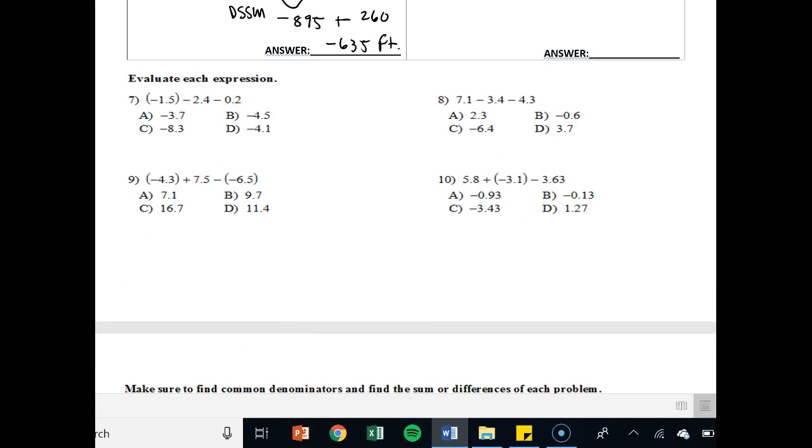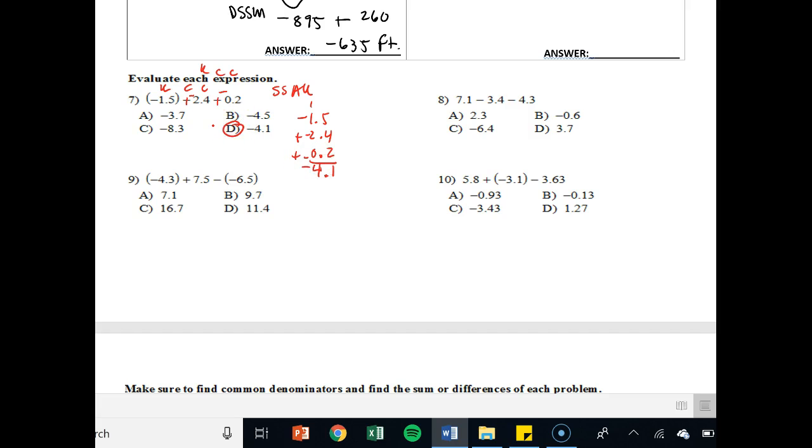For number 7, it says evaluate each expression. Please remember, when you see subtraction, you need to KCC. So for number 7, you're going to keep, change. So -1.5 plus a -2.4, and then KCC again. KCC, -2.4 plus a -0.2. So really you're just adding, they're all negatives. So really this is one big SSAK problem. -1.5 plus -2.4 plus a -0.2, right? All the same, so add them up, and that gives you -4.1. Remember, it's negative, keep the sign, right?